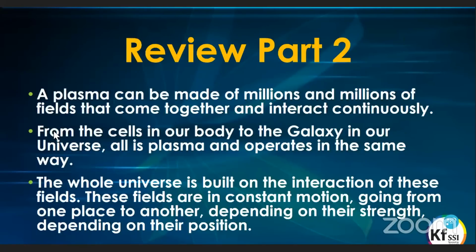And in a small review of part 2 that we dealt with, plasma can be made of millions and millions of fields that come together and interact continuously. So when we look from the cells in our body to the galaxy, the universe, all is a plasma and operates in the same way. And the whole universe is built on these interactions of these fields. They're in constant motion, going from one place to another, depending on their strength and depending on their position.